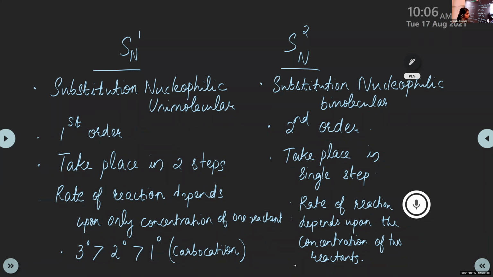Then what about SN2? Michael, what about the reactivity order in SN2? Which one will have greater reactivity: primary, secondary, or tertiary? Primary is greater than secondary, greater than tertiary. Here it is due to the steric effect of bulky substituents. Due to the presence of bulky substituents, it is very difficult for the incoming nucleophile to attack the carbon atom. The same thing is known as the steric effect. So these are the main differences between the SN1 and SN2 mechanisms.